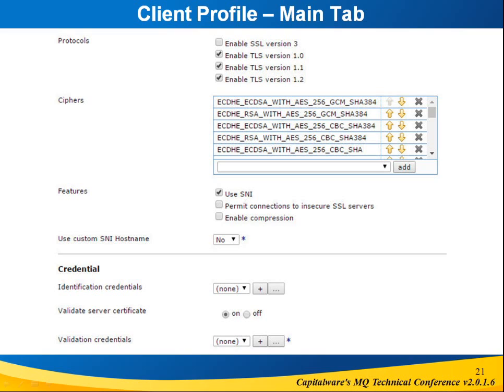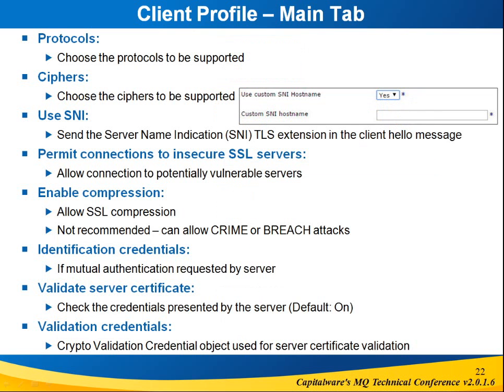Notice also that we have a list of ciphers that you can specify here. You can choose a number of different ciphers that you want to use. Instead of being limited to a single cipher spec, which the old method used, you can now choose a whole bunch of them. You simply choose them from the pick list below and then click the add button to add them to the table above. You can also use the SNI parameter as well. And then you can also specify various identification and validation credentials down below.